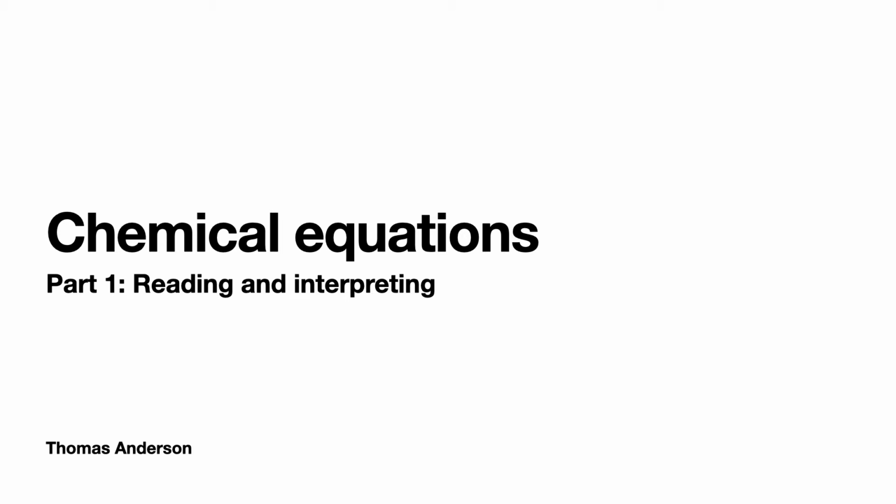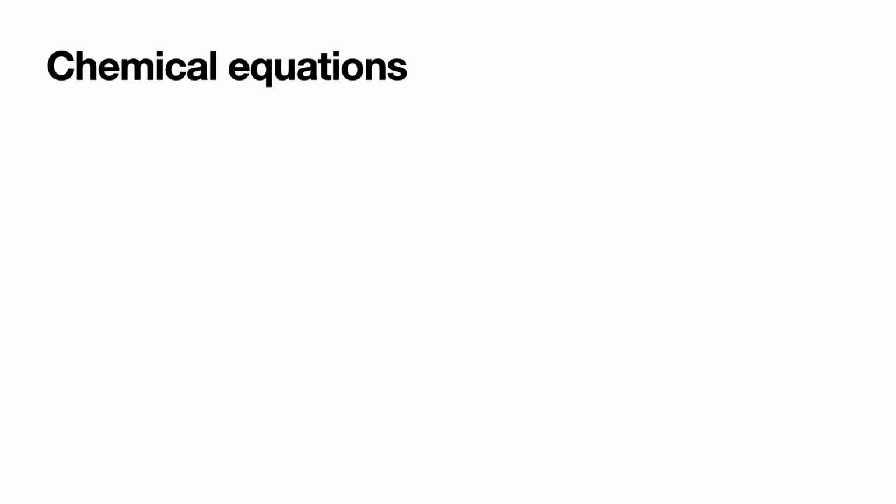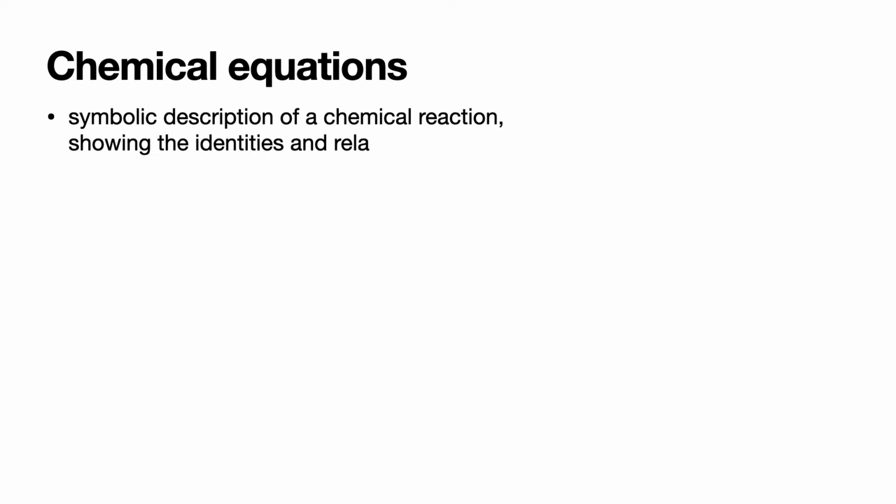Hey there, today we're going to talk about chemical equations, starting off with a look at how to read and interpret them. So, a chemical equation is a symbolic description of a chemical reaction. It shows the identities and the relative amounts of the substances that are involved.